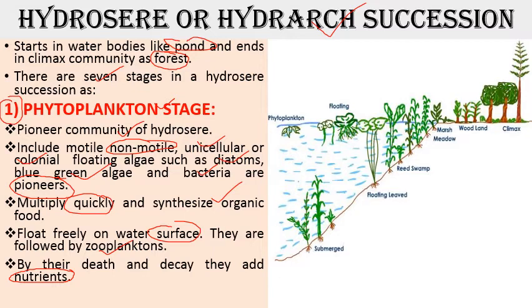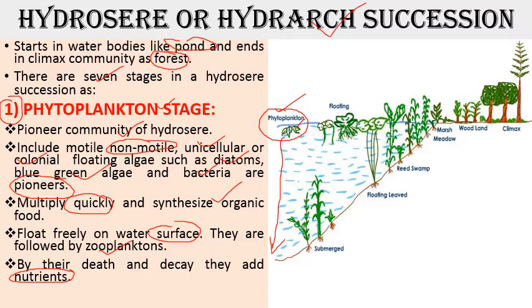So with the help of this picture, we can understand here. These are the first community to enter the aquatic ecosystem. Aur ye hai phytoplanktons. Isme aate hain unicellular algae, diatoms, kuch bacteria bhi aate hain. They synthesize their own organic food with the help of photosynthesis. Aur iske baad jo next community aati hai, they are zooplanktons jo isko khate hain. And by their death and decay, they add certain nutrients to the water.